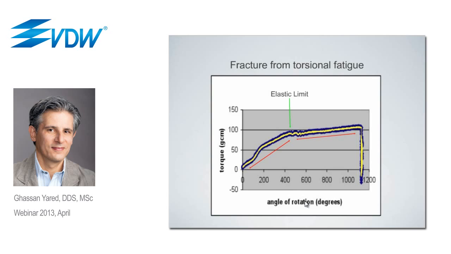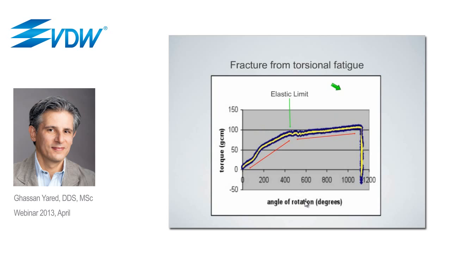This is the most important part to understand the concept of single file reciprocation without glide path. If you look at this chart, this illustration here, you can see that there is a steep curve and there is a flat part in this curve. The steep curve corresponds to the elastic phase of the instrument, this one here. The flat curve corresponds to the plastic phase of the instrument.